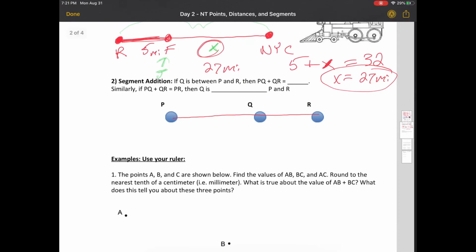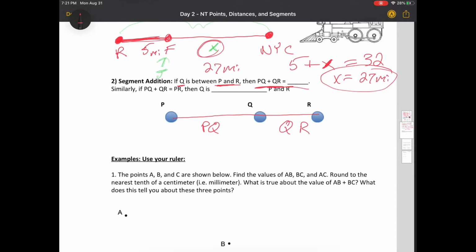So let's move on. Now let's talk about something a little different called segment addition. We have this point Q between our two endpoints, P and R. So we basically have two line segments added together: our segment PQ here, and then our segment QR. Now what it's saying is finish this equation, or this simple addition.